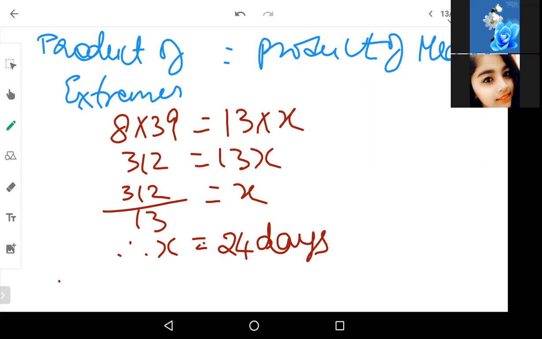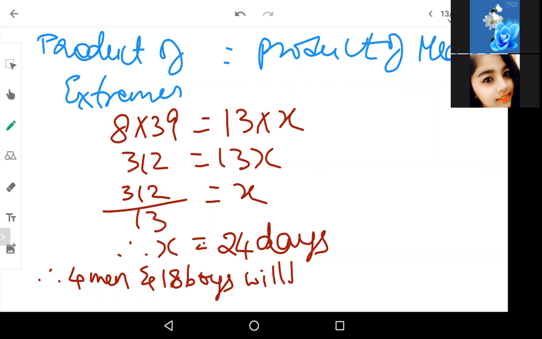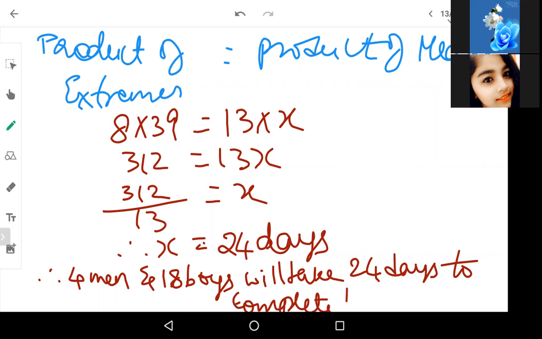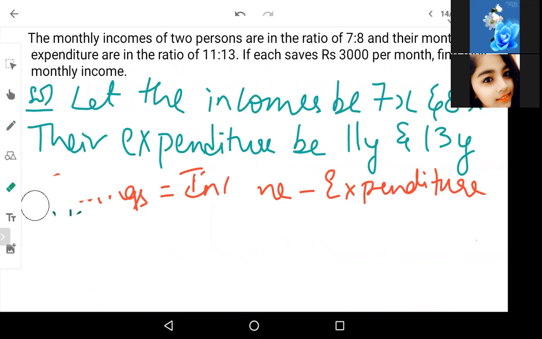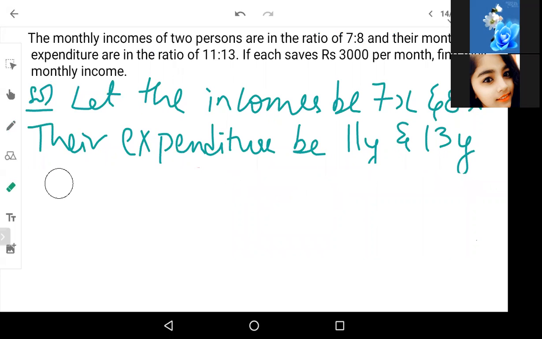So write the conclusion. Therefore, 4 men and 18 boys will take 24 days to complete the work. Understood? Clear? Any doubts?